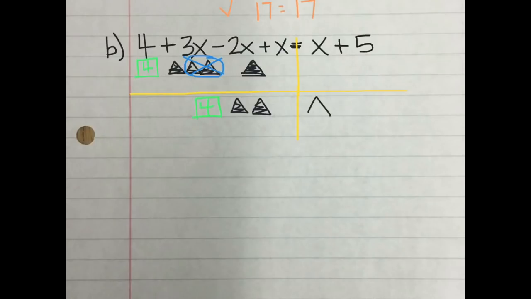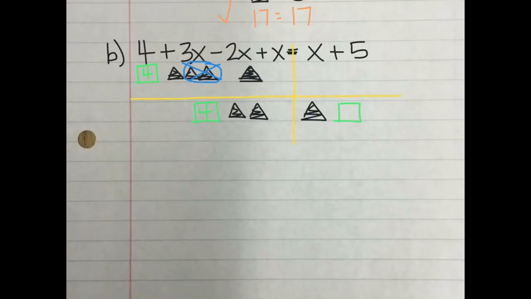So I have X and a positive 5. So what I will probably end up doing when I do my check and I actually replace with the value that I think the triangle is, I will probably do my check on this level right here, because this is sort of like my original problem, the neater version.